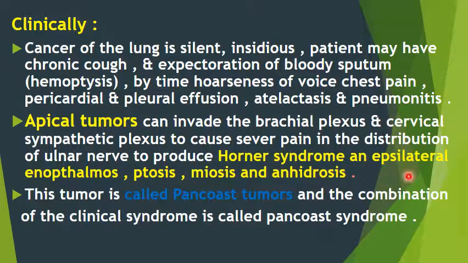The side that is compressed by the nerves from this tumor will show endophthalmos, where the eye sinks in; ptosis, where the eyelid may droop; and miosis, where the pupil constricts to a pinpoint. And anhidrosis: it affects the sweat glands on the same side as the tumor, because it causes pressure on or invades the nerves on this side. This tumor is called Pancoast tumor, and the combination of these clinical symptoms, or syndrome, is called Pancoast syndrome.